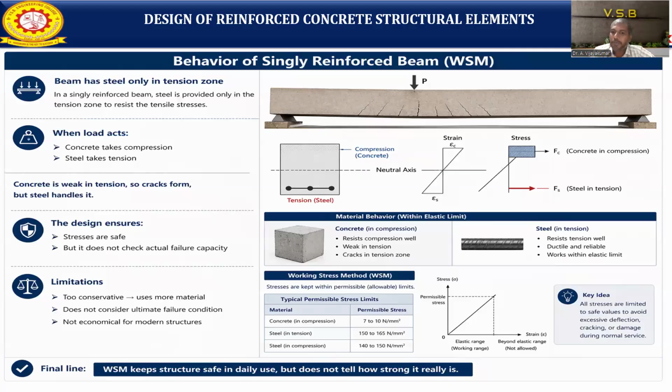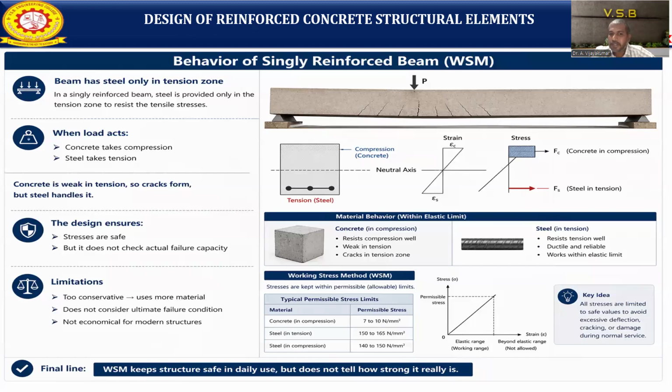Two materials are available, one is the concrete and the other is the steel. How does the concrete behave as a material? Concrete takes the compression well, we can give it compression load and concrete can take it, but conversely, concrete is very weak in tension, so cracks will automatically form in the concrete. Now, steel will be the tension member. To resist the tension, it is more ductile and reliable, working within the elastic limit.